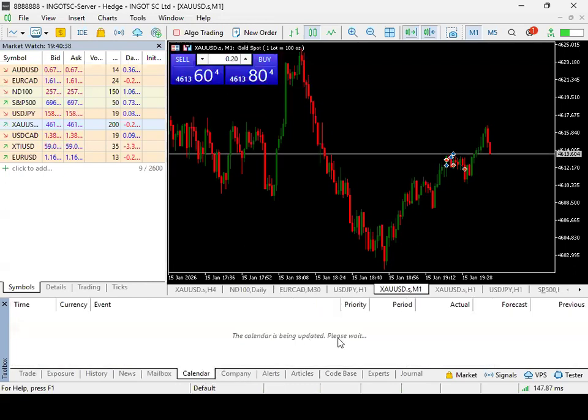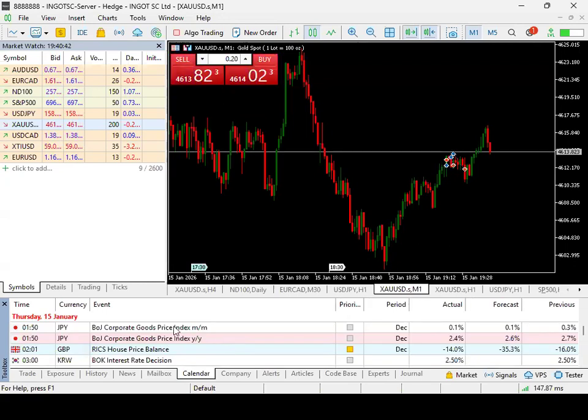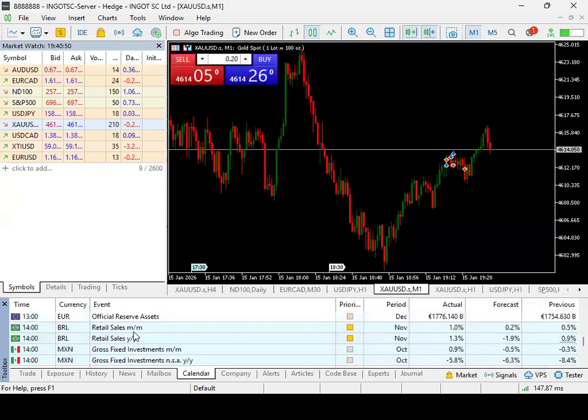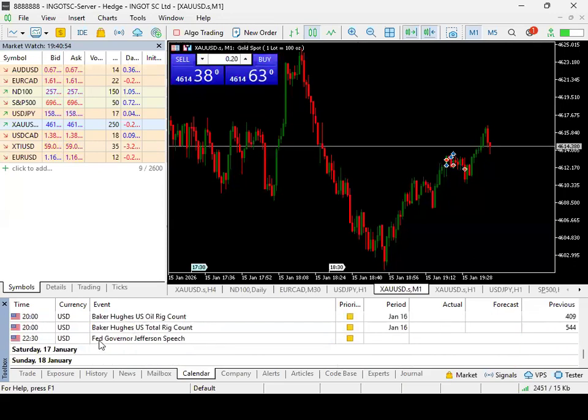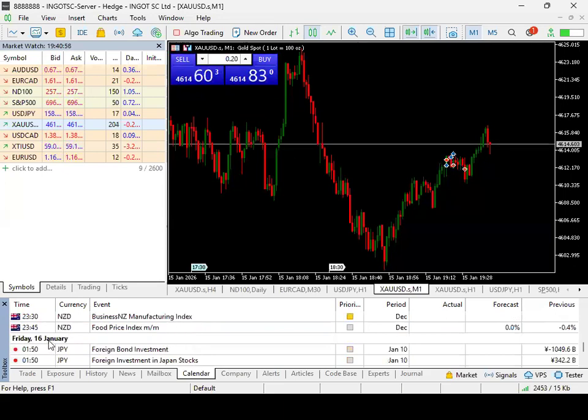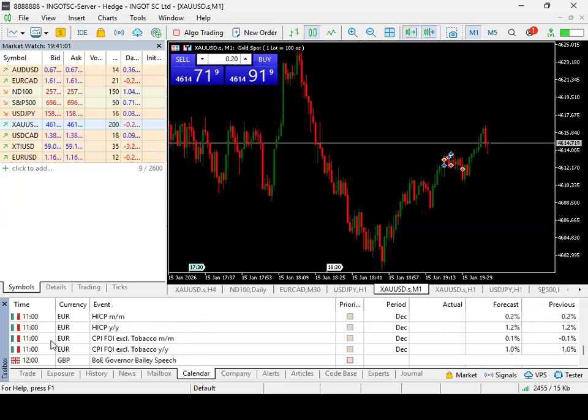The calendar, please wait, it's updating. And there we go. So you can see the calendar and the news that are coming in. Like now, this is Thursday, 15 January. This is all the news. For tomorrow, the 16th of January, these are the news that we expect. There's no high impact. I think only this one, the Bank of England Governor Bailey will be speaking, so it's going to affect the GBP. You can see it's over here.